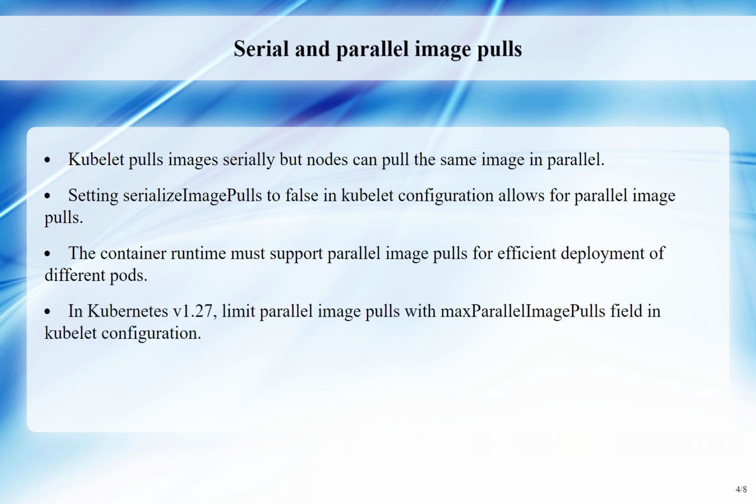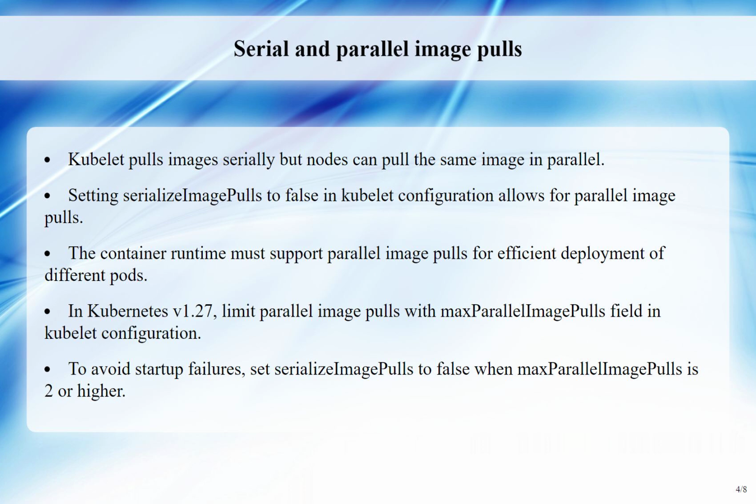In Kubernetes v1.27 alpha, the maximum number of parallel image pulls can be set to limit network bandwidth and disk I/O consumption. This can be done by setting the field maxParallelImagePulls in the Kubelet configuration to a positive number equal to or greater than 1. If maxParallelImagePulls is set to 2 or higher, serializeImagePulls must be set to false to avoid startup failures.